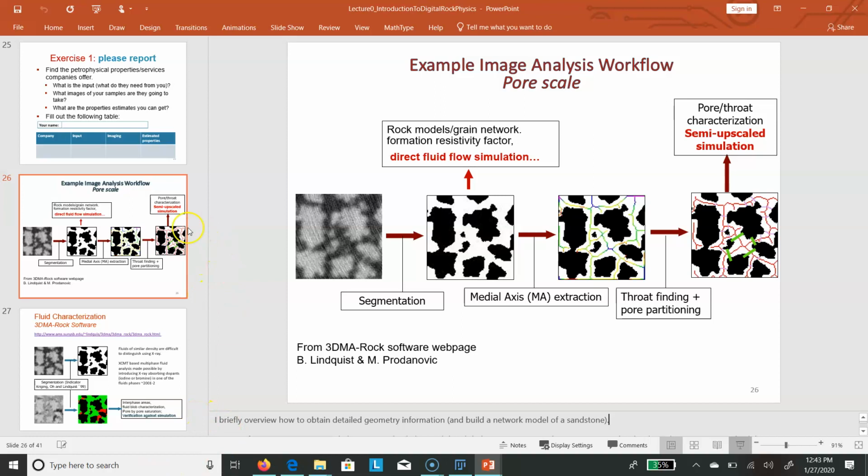This is a tomographic image. This procedure of identifying different phases in this image is called segmentation. After the segmentation, I can do which type of simulation? Direct simulation. Or I can further find the medial axis, or whatever is the way of finding pores and throats. And after I have a pore throat network, I can also do a sort of semi-upscaled simulation. So pore network modeling is a faster way to model.